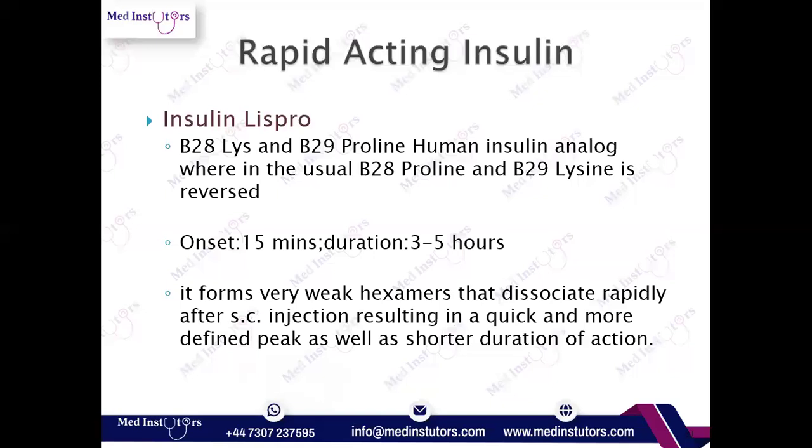Since it is a rapid-acting insulin, it will peak very fast. The level of insulin in the blood reaches a peak very fast, within 15 minutes. The onset of action starts quickly, and the duration of action is also very short. It will last only for 3 to 5 hours. So this is how insulin Lispro acts.